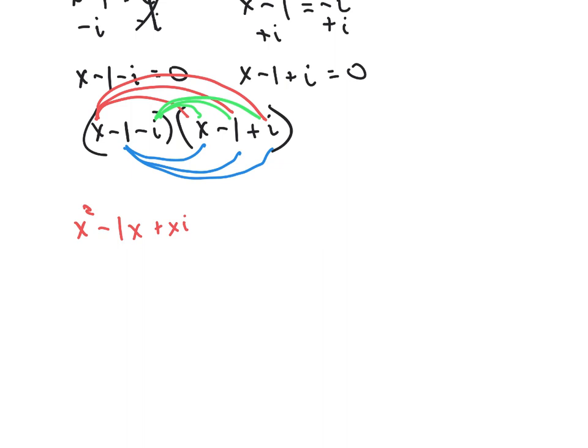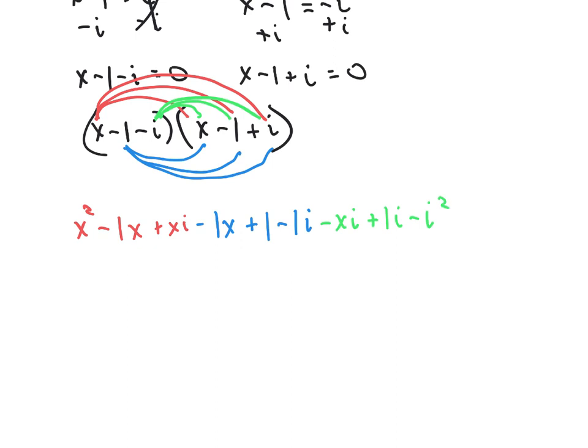Then let's do the blue ones. Negative 1 times x. And then we've got negative 1 times negative 1. And then negative 1 times positive i. And then the green one, negative i times x is negative xi. Negative i times negative 1 is plus 1i. And negative i times a positive i is negative i squared.